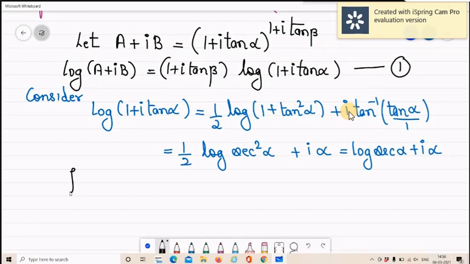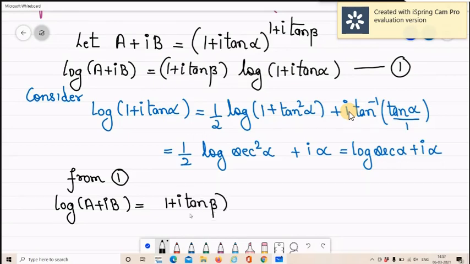And this I am going to substitute in my equation 1. So what are we getting here? We are getting log of A plus IB is 1 plus I tan beta into log of sec alpha plus I alpha.